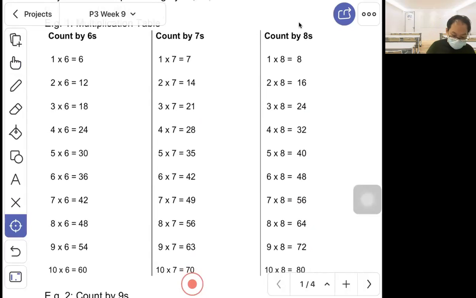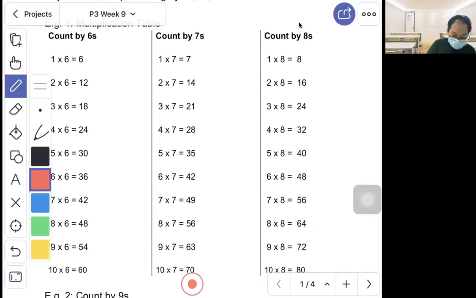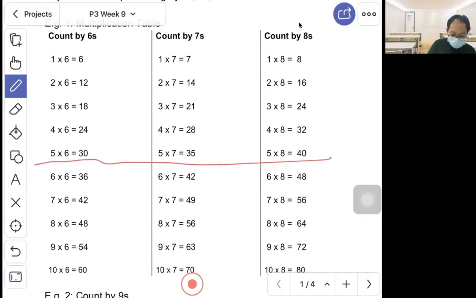So the shortcut is that, okay, first you memorize half of it first. So 5 times 6 is 30, followed by 10 times 6 is 60. You can see a 0. Then 5 times 7 is 35. After you memorize this, you memorize the next part up to 10 times 7, 70. Then 5 times 8 is 40. Then up to here, 10 times 8, put another 0, 80.